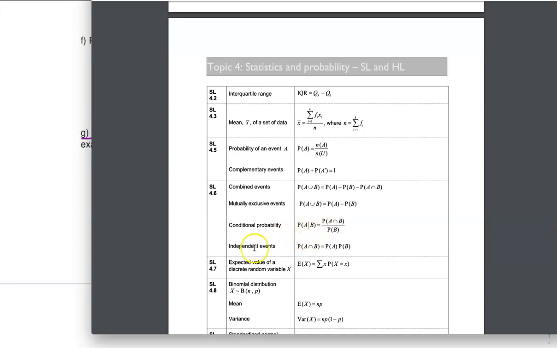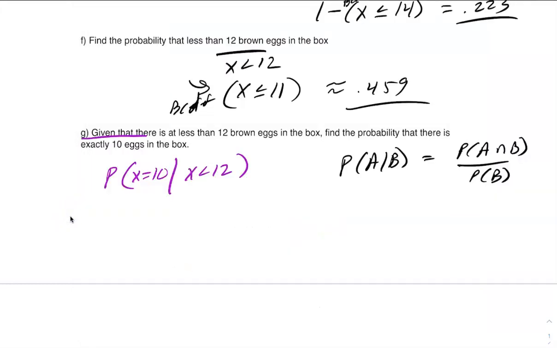Anyway, so we have that, and then we're going to plug it in. So, again, notice this is like saying x equals 10, x is less than 12. So this is x equals 10, and x is less than 12. And then this is the second term, which is x is less than 12. And we're looking for this part over here. I actually have the bottom, we did that. We just did that. Find the probability that you're less than 12, so 0.456.